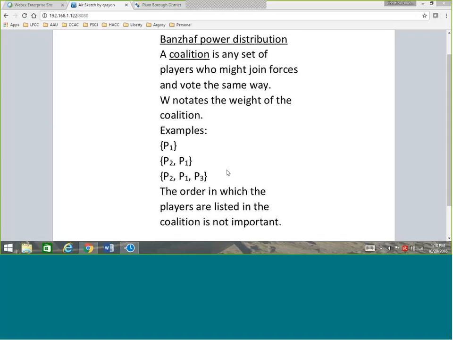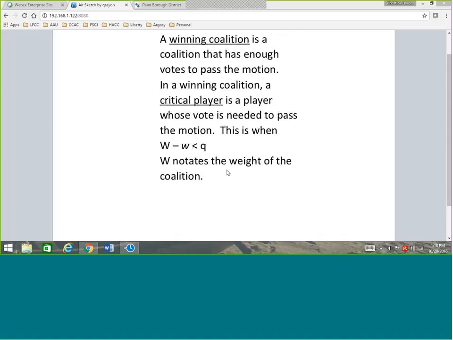So those are coalitions. A winning coalition is a coalition that has enough votes to pass the motion. Because you can form coalitions different ways, but that doesn't mean they have enough votes to pass. It doesn't mean they have enough votes to meet the quota. So the winning coalitions are the ones that have enough votes to meet the quota, okay?